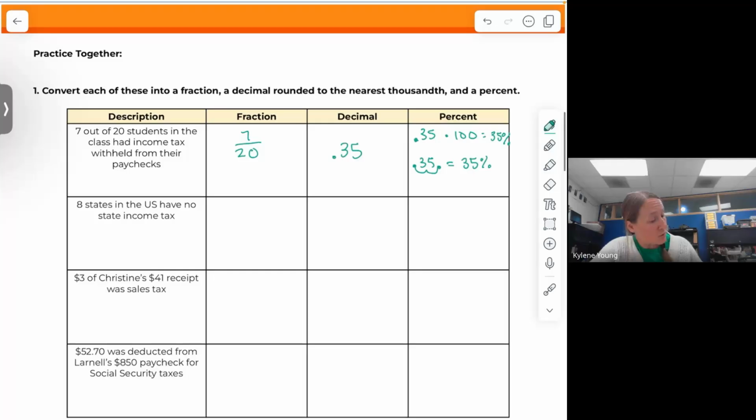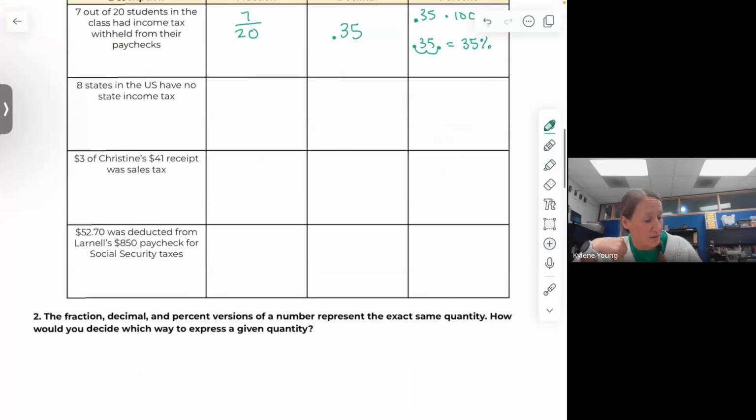So go ahead, pause the video, complete the rest of the problems, and then come back to check your answers. I also want you to try number 2. Number 2 gets you thinking about how you would decide which way to express a given quantity. So the fraction, the decimal, the percent, they all represent the same number. Why would you choose to use a fraction? Why would you choose to use a percent? So think about that. Think about some instances in which one might be easier to do than the other. So pause your video and come back and I'll have the answer key there for you.